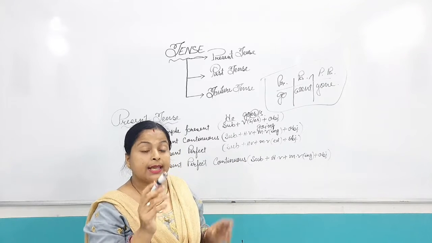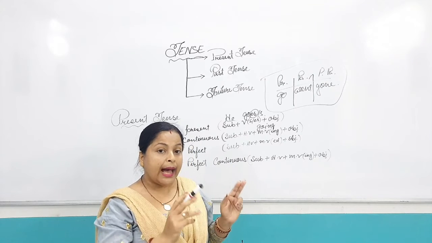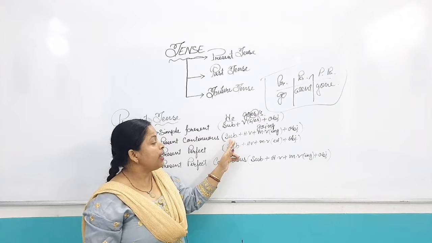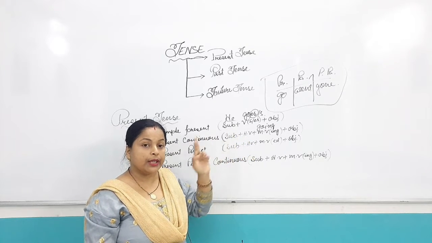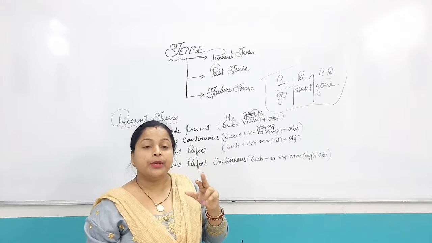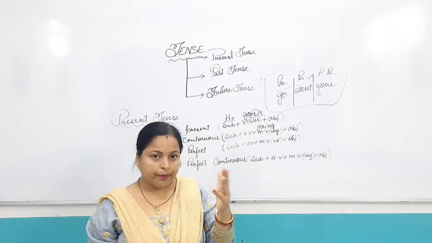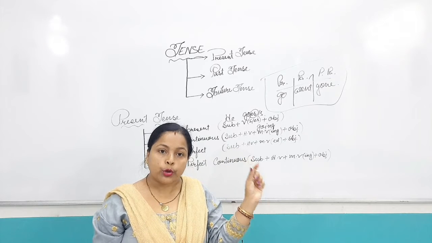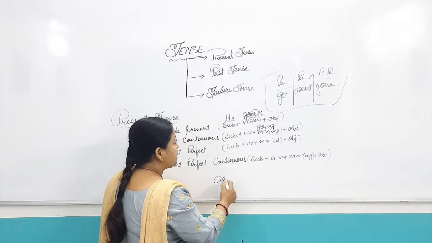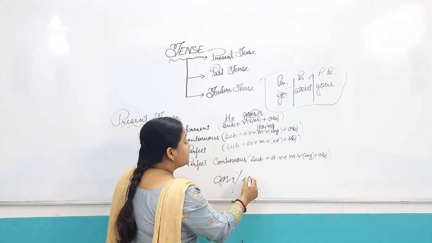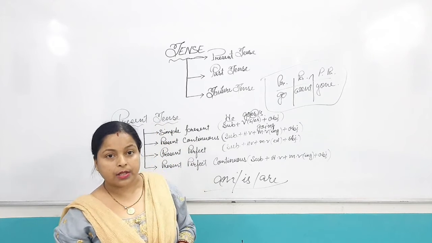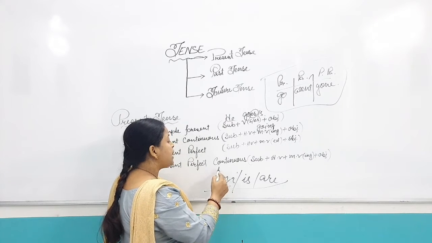So with first person, I, not we. I, you. With I we will use am. With I, only with I we will use am. With we, because we is in plural form, we will use are. Am, is, are. What are the helping verbs that we are going to use in present continuous tense? These 3 are used in present continuous tense. Am is used with I only.